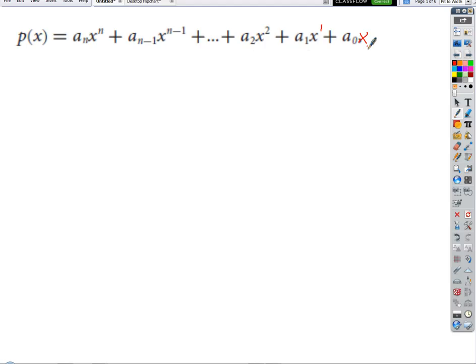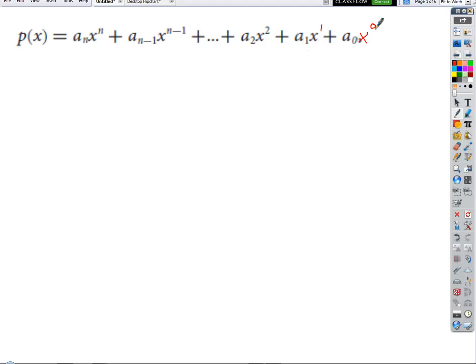0, right, because anything to the 0 is equal to what? 1, right? And so a sub 0 times 1, since x to the 0 is 1, is the same thing as a sub 0. So the pattern actually does continue all the way out to the last term. We just don't write the x to the 0 or the 1 in the exponent in x to the 1. But it's the same pattern.